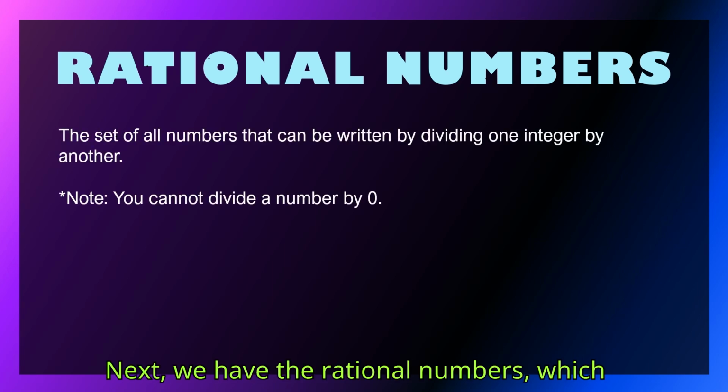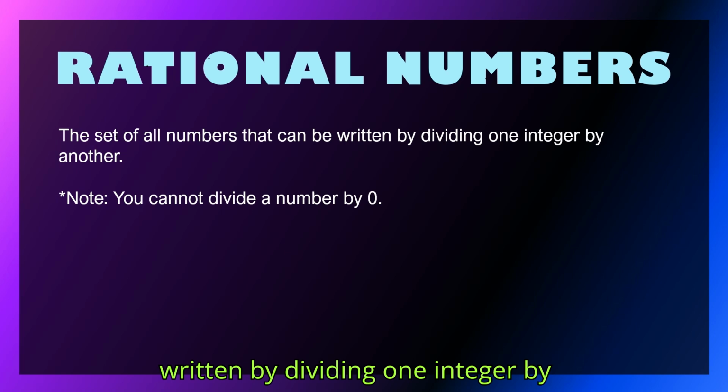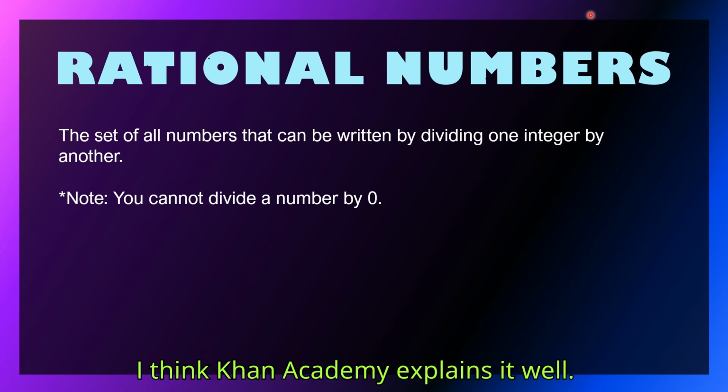Next, we have the rational numbers, which are the set of all numbers that can be written by dividing one integer by another. Note that you cannot divide a number by 0, and you can find the reason online. I think Khan Academy explains it well.